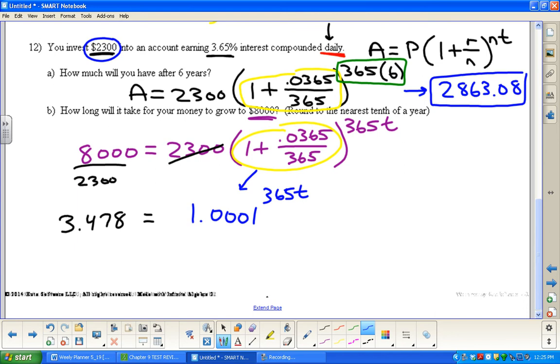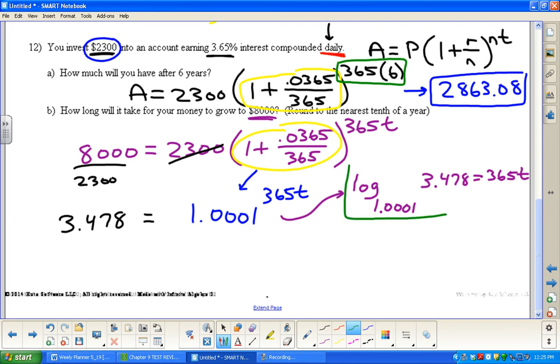Okay, now we're ready to change to log form. I want to solve for an exponent, so I'm going to log form. So log form would say the log of the base, log base 1.0001 of 3.478, has to equal 365t. Okay, so that was just switching to log form.